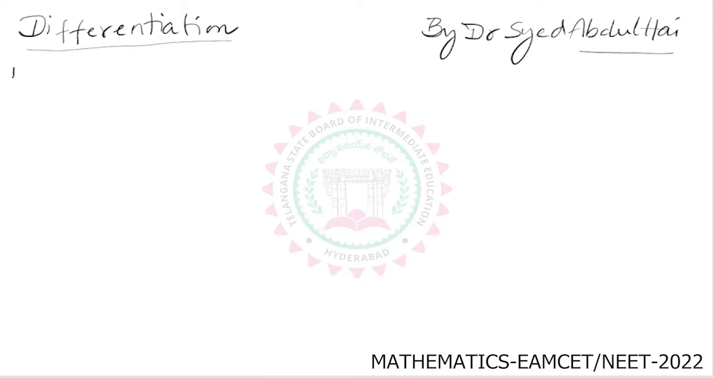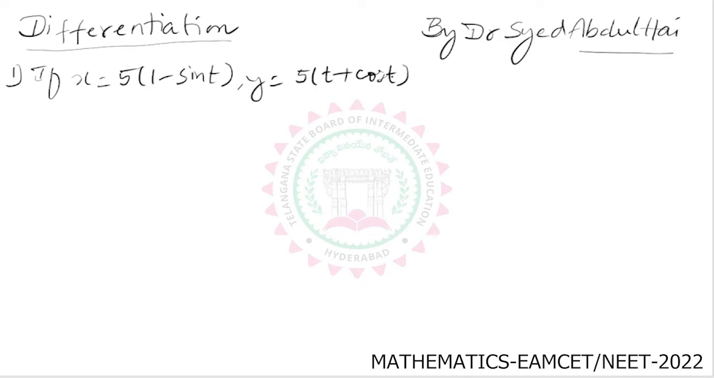Now write down the first question. If x is equal to 5 into (1 minus sin t) and y is equal to 5 into (t plus cos t), then dx by dy is equal to, the options are: first option is (sin t minus 1) by cos t.